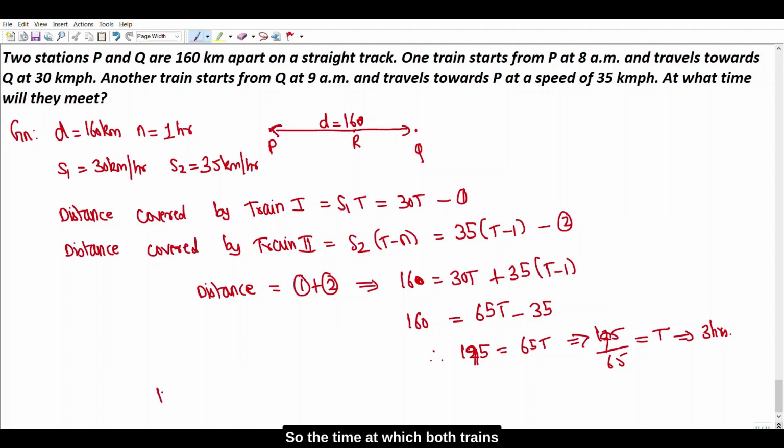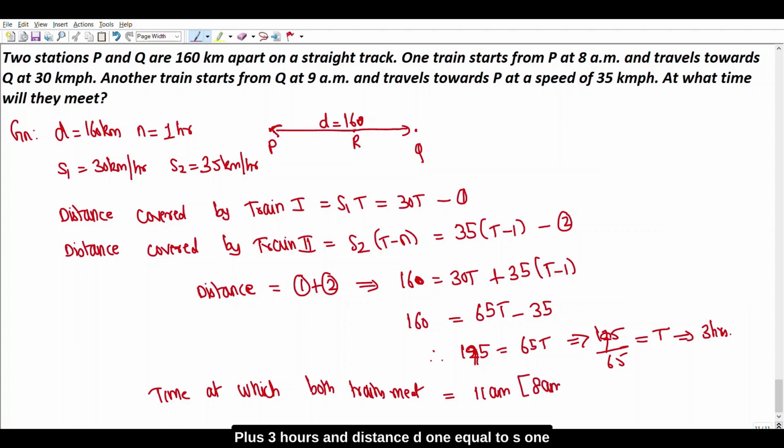So the time at which both trains meet is equal to 11 a.m. That is 8 a.m. plus 3 hours, and distance d1 equal to S1t, which in turn can be calculated as 90 kilometers. Therefore, both the trains meet at a distance of 90 kilometers from P at 11 a.m.